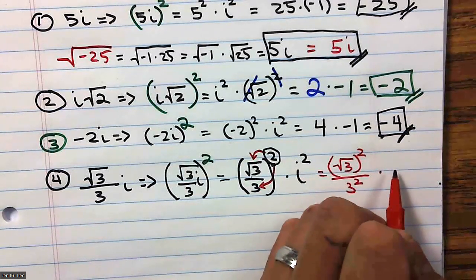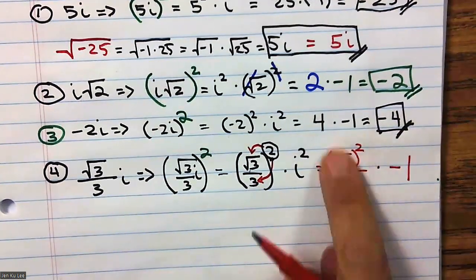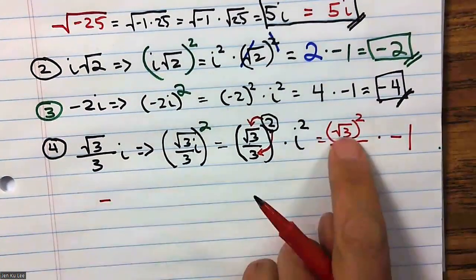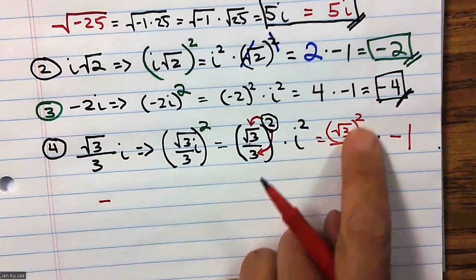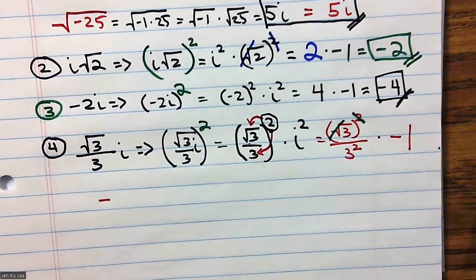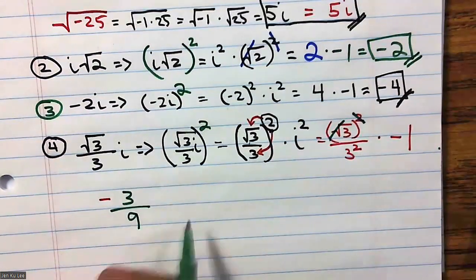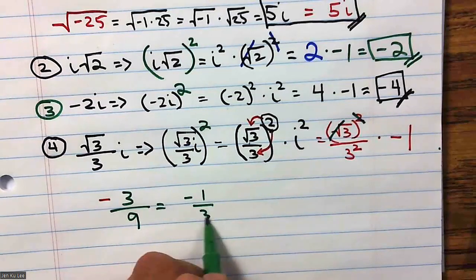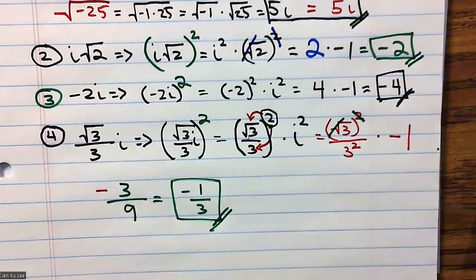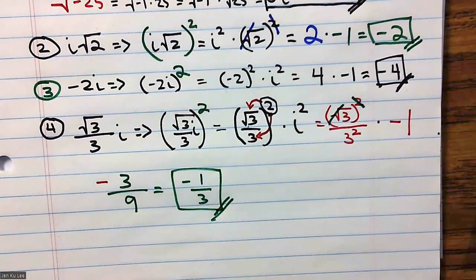What is i squared? Negative 1, right? Negative 1 times this term would just be a negative. What is the square root of 3 squared? 3. Again, these two would cancel out, right? Leaving you with 3 over 3 squared, which is 9, so it's negative 1 over 3. Okay? Cool? Questions? Comments or concerns?